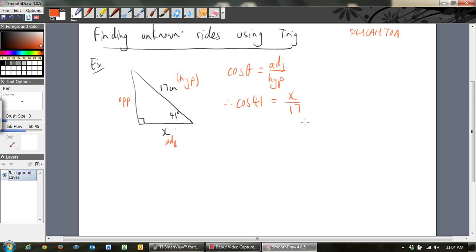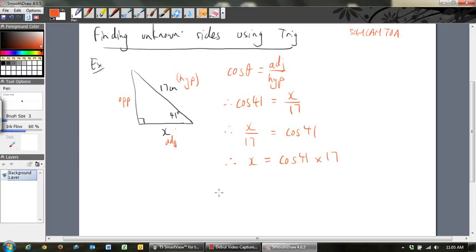Now this is just an equation that you need to solve, and cos 41, you'll see in a second, is just a number, and so we'll just rearrange it. We'll treat that exactly as if it's a number. If you're going to solve this, what you want to do is get x by itself. You want to get rid of that 17. So the first thing I'll do is switch sides. So x over 17 equals cos 41. Therefore, to get rid of that 17, you multiply both sides by 17. That 17 comes over here, and you get cos 41 times 17.